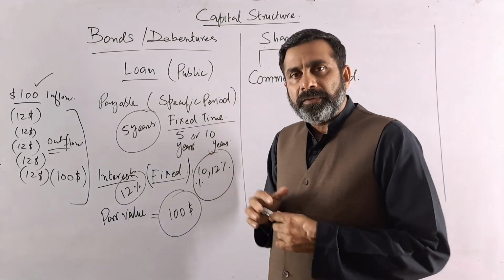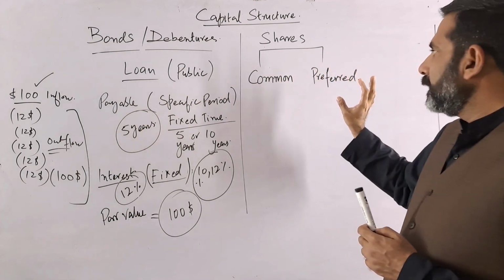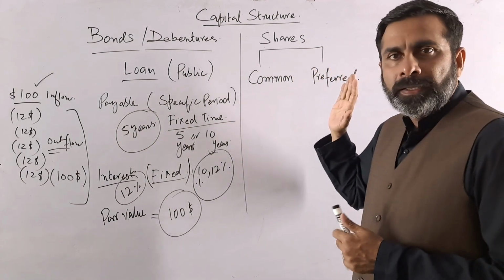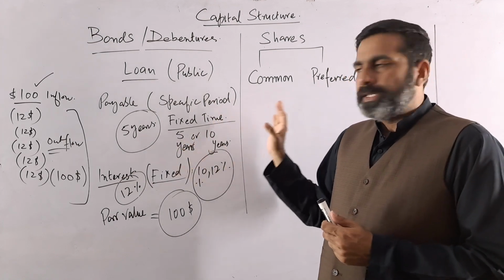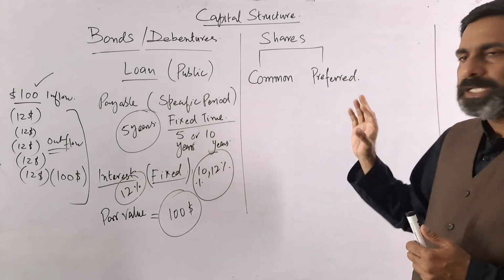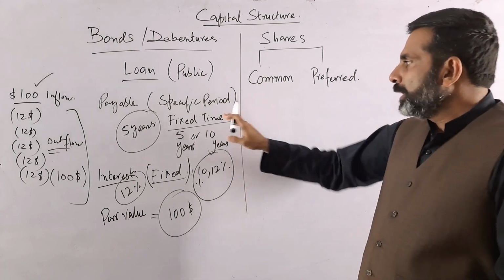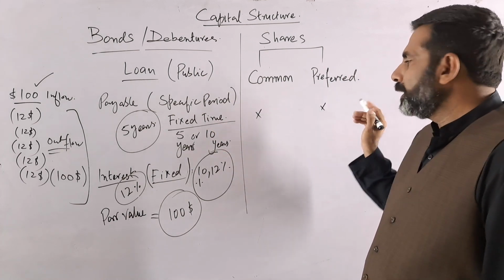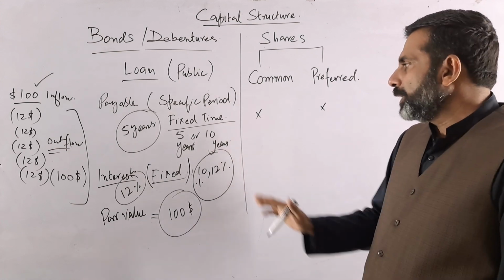So what is the main difference between the bonds and the preference shares? It seems that here we have a specific life, but in the common shares or the preferred shares there is no specific life. So if we talk about the time period, there is no fixed time period.